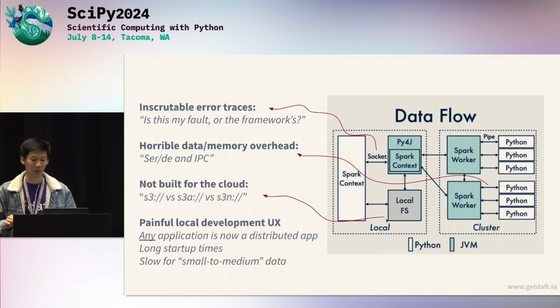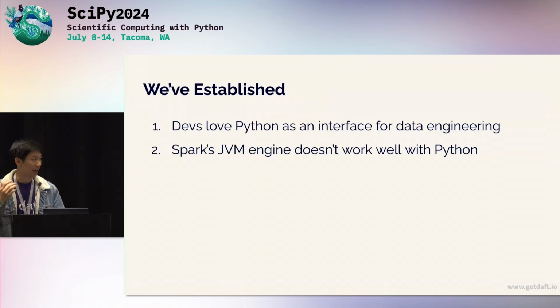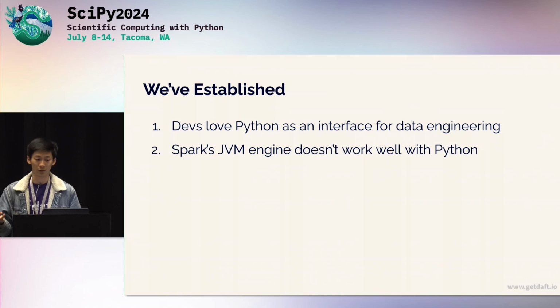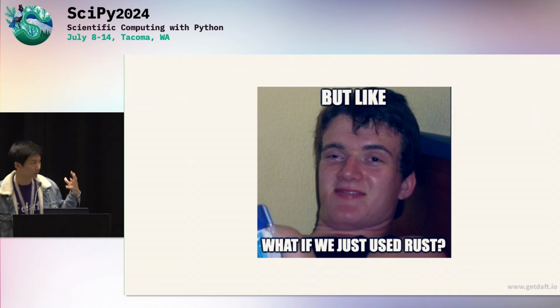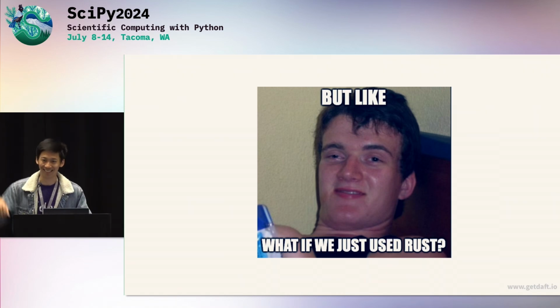And the problem is, you get really weird error messages because sometimes connections fail. You get horrible overheads, right? It has to serialize and deserialize data between these processes. It's not built for the cloud. It's just really painful as a Python developer to work with it. So, we've established developers love Python as an interface. Spark's JVM engine doesn't really work very well with Python. You have to go through all these hoops. So, why don't we just throw Rust at it, right? It should work.